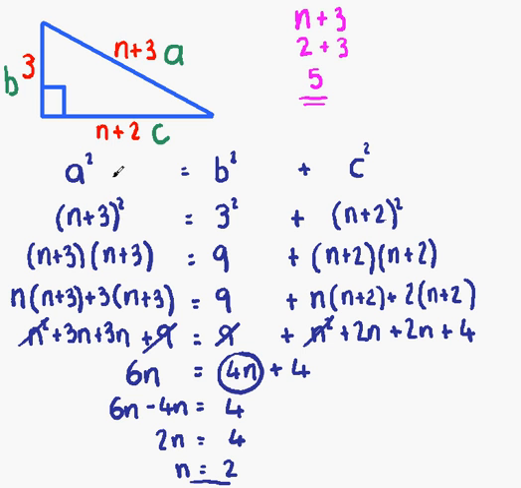Our other unknown side was this short one, which was represented by n plus 2. We now know that n is equal to 2, so that's 2 plus 2, and 2 plus 2 is 4. So the length of this unknown short side is 4. And that's our final answers.